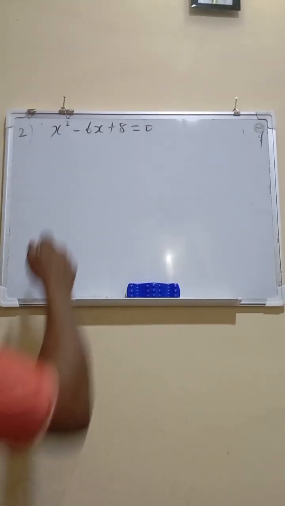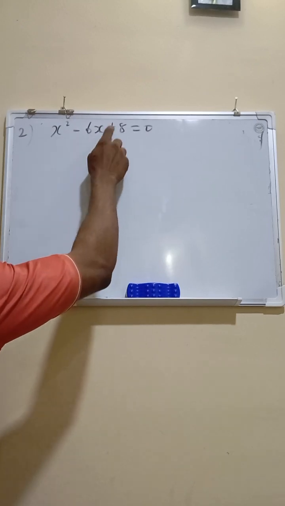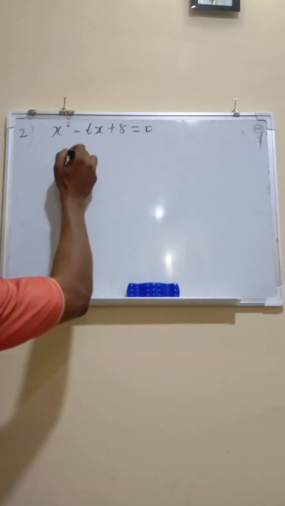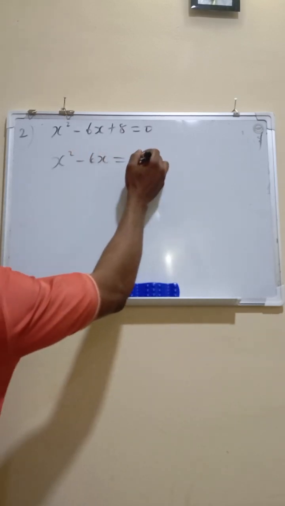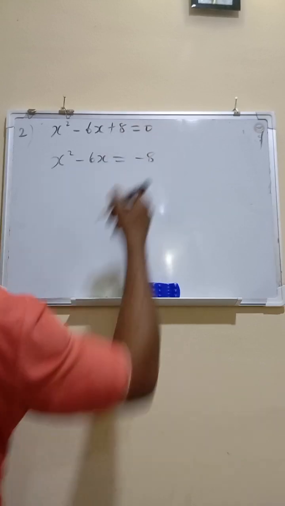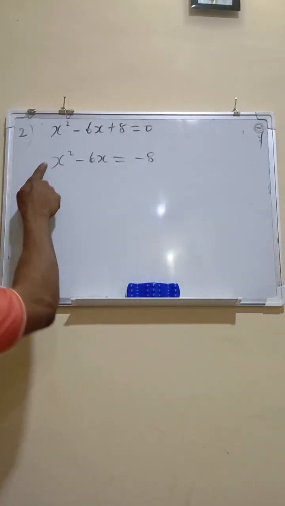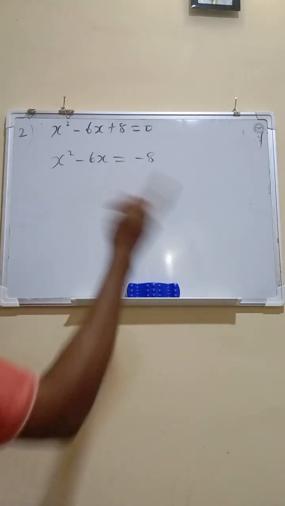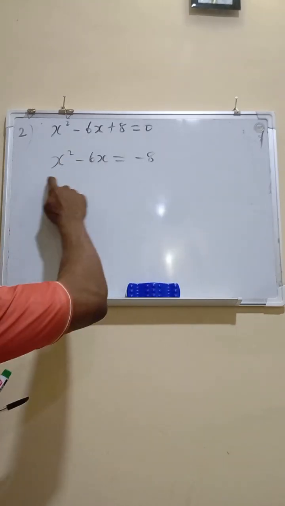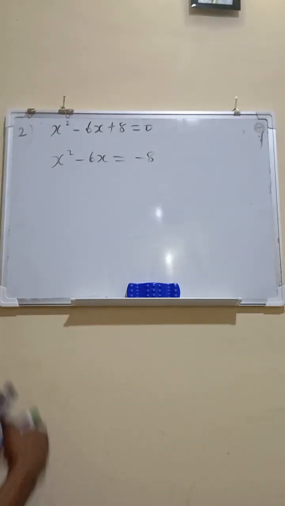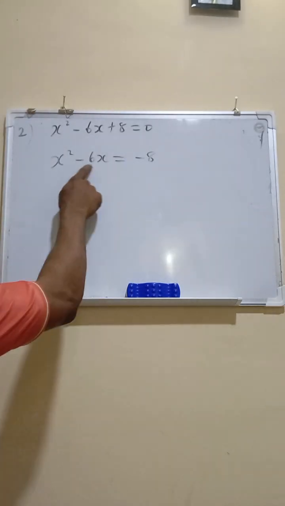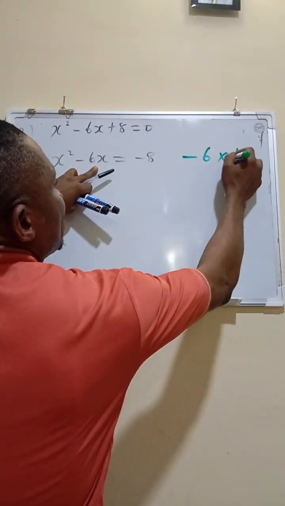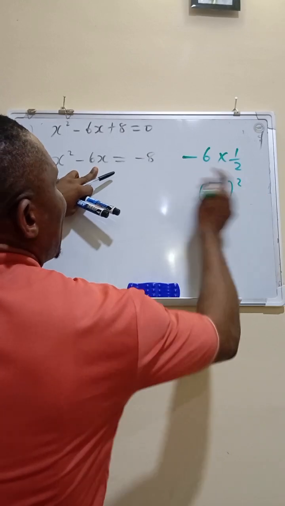So the second question says x squared minus 6x plus 8 equals 0. The first rule is to take the constant to this side: x squared minus 6x equals minus 8, since plus 8 crosses to this side as minus 8. Since the coefficient of x squared here is 1, you don't need to divide both sides by 1, because you will still get the same thing. So skip the second step and go to the third step. What is the coefficient of x here? Minus 6. Half of it is minus 3. Square it and add it to both sides.